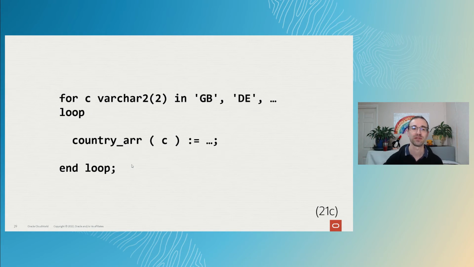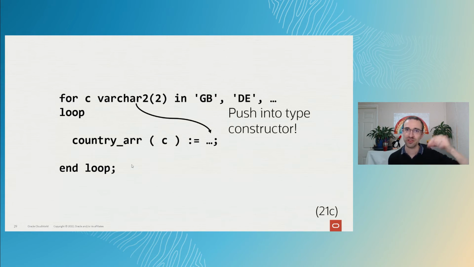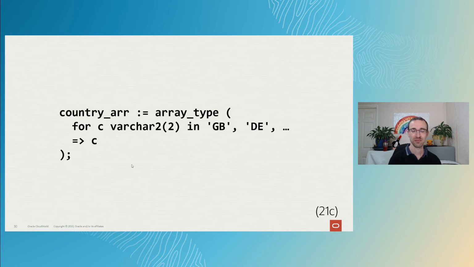Loop through the values, and inside it, then say what the corresponding entry was. With these new qualified expressions, we can essentially flip these operations around. We can push the loop into the type constructor to initialize it all in one go. So we can write something like this. What we're doing is iterating through those country codes and assigning those to the values in the array. So that's pretty neat, right?